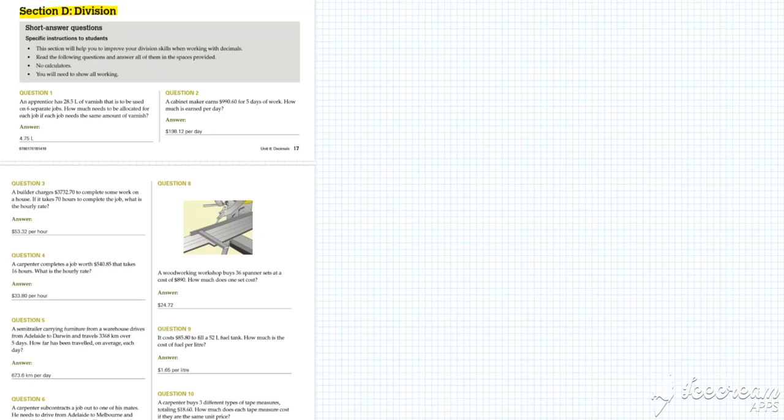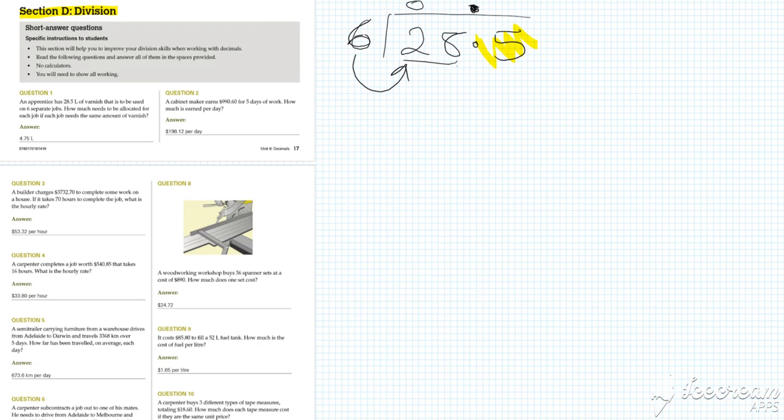So, if we start with question 1, I've got 28.5 litres of varnish that needs to be used on 6 separate jobs. So what I need to do is put the 6 on the outside because it's the smaller number. 28.5 goes on the inside. What's really nice about using decimals is that we know there is one number on the right of the decimal, therefore our decimal is just going to sit at the top there. So how many 6's go into 2? None, doesn't fit, so they need to get married.